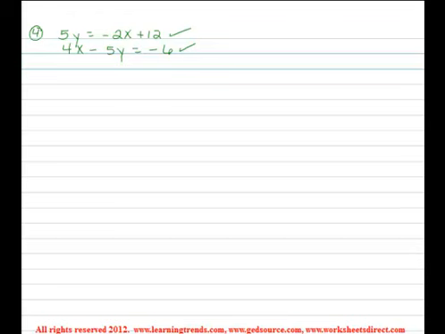Let's move our 2x over to the left-hand side. If we add 2x to both sides, we would have 2x plus 5y equals 12. And then we will rewrite our 4x minus 5y equals negative 6 on the bottom. You'll see that we have a positive 5y and a negative 5y, so we're going to add the equations.